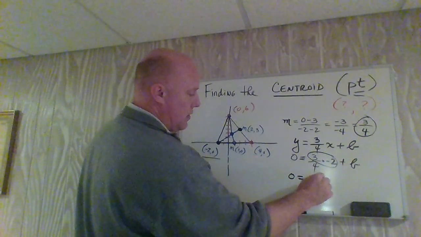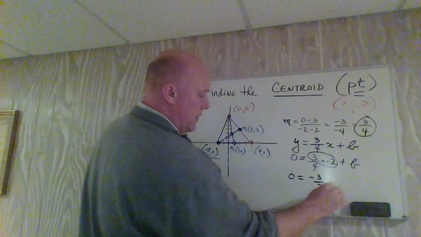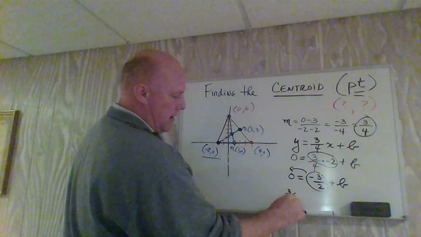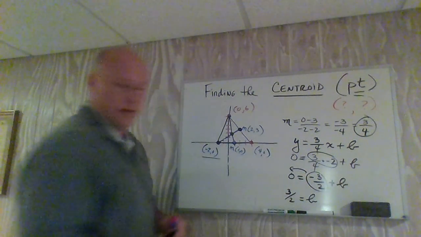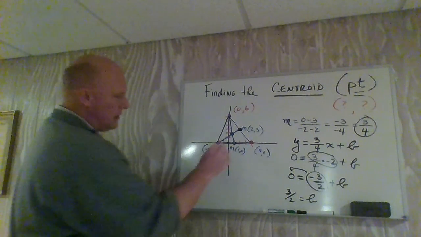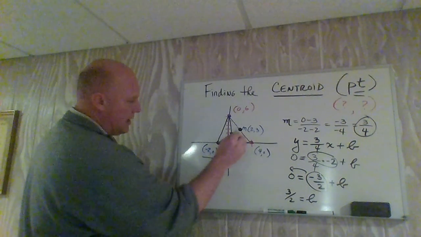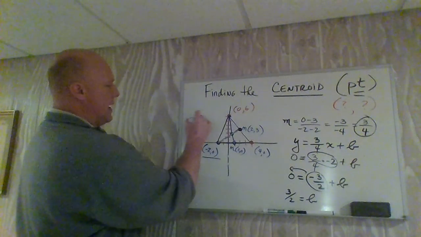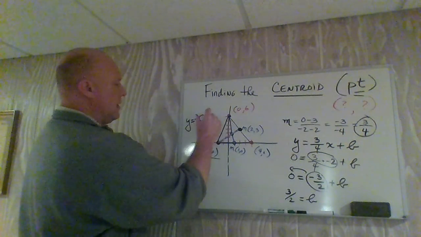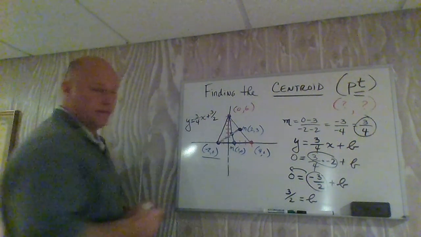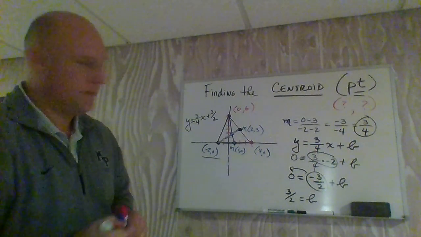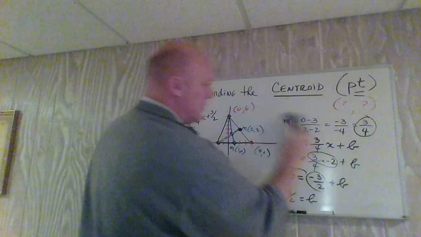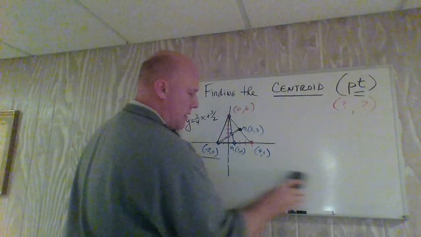So I get 0 equals -3/2 plus b. If I add 3/2 to this side, I get 3/2 equals b. So the equation of this little segment here would be y equals 3/4 x plus 3/2. Now I have to find the equation of this line here. So let's go back and do that all over again.